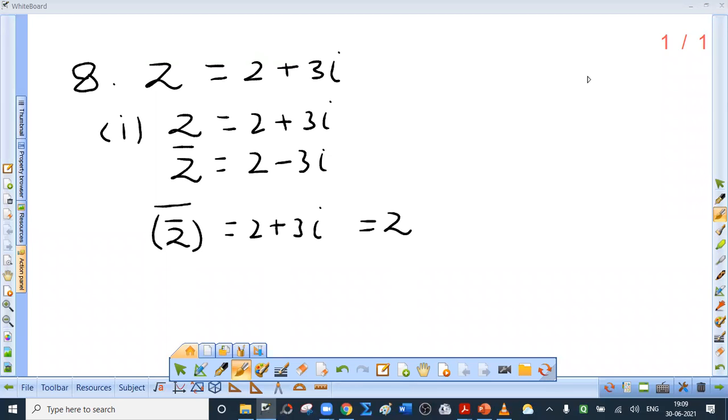Sum number 8. For z equal to 2 plus 3i, verify the following. Actually, these are the properties of conjugate. First one is conjugate of conjugate is the original complex number. z is 2 plus 3i. What is z bar? To get the complex conjugate, change the sign of the imaginary part. So it is 2 minus 3i. Now take the conjugate of 2 minus 3i. Change the sign of the imaginary part. So 2 plus 3i. But it is z. Hence the result.